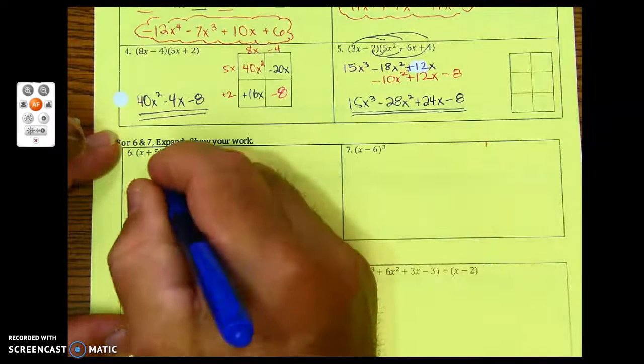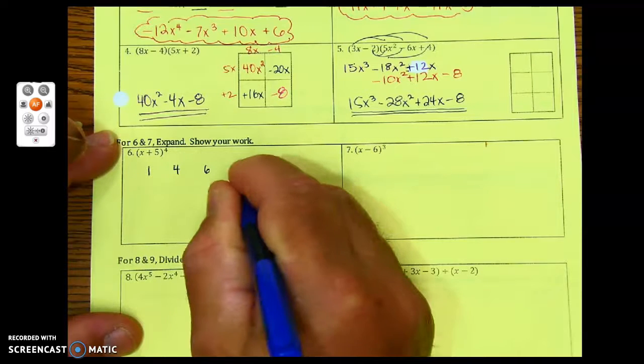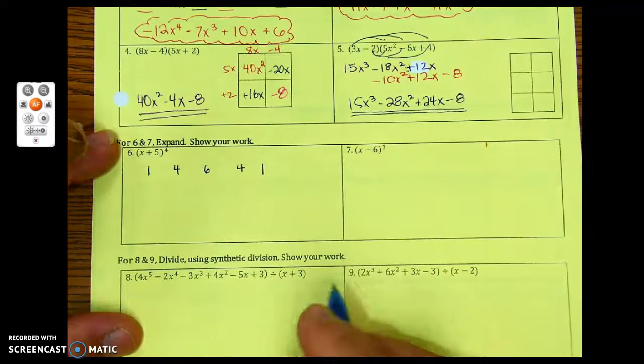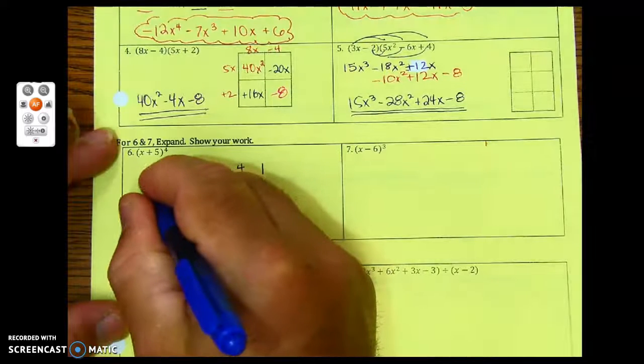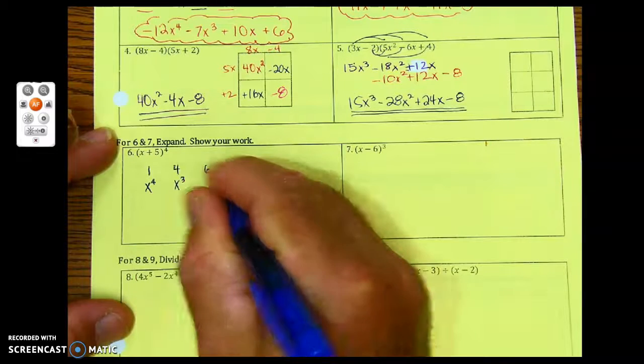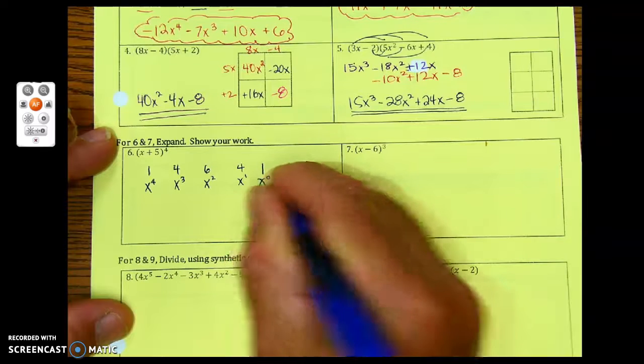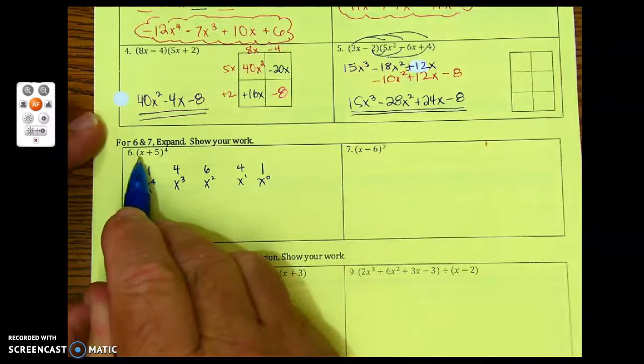X plus 5 to the 4th power. That's this row of Pascal's triangle. 1, 4, 6, 4, 1. Okay. This will give me x to the 4th, x to the 3rd, x to the 2nd, x to the 1st, x to the 0. That's the first term of the binomial.